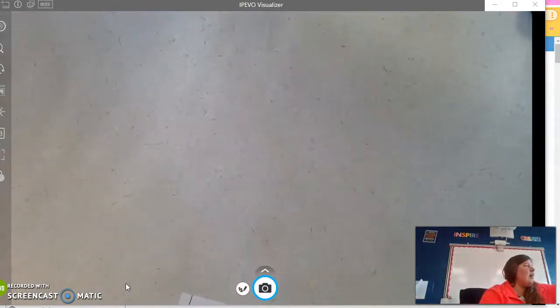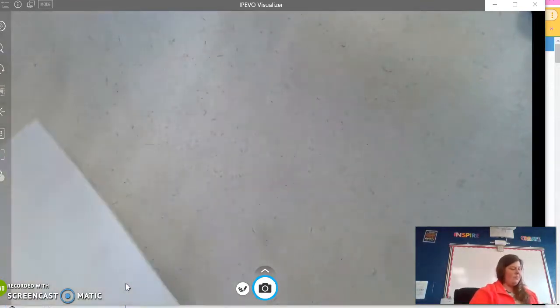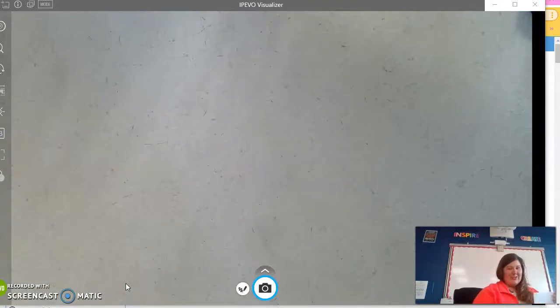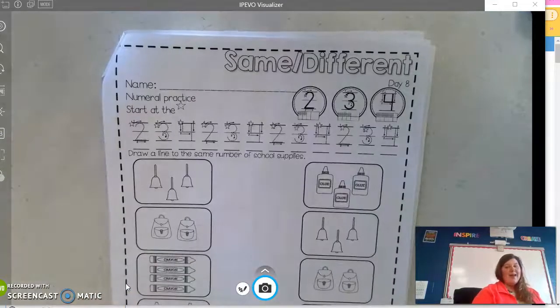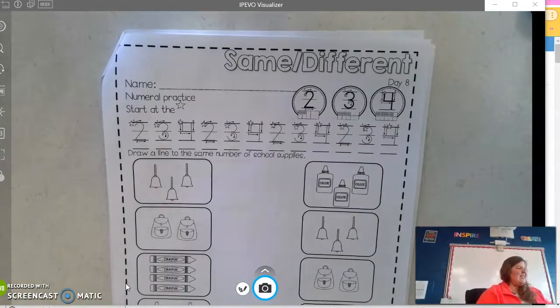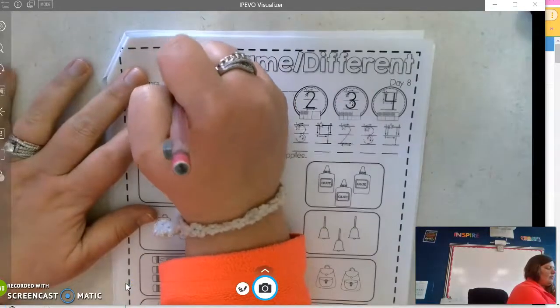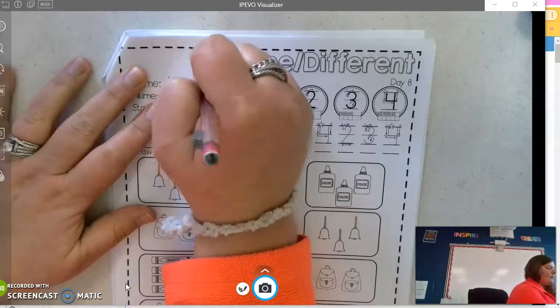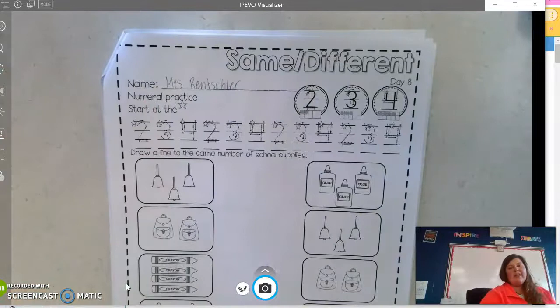When you are done and you come back, we're going to look at our math page for today. For today, did you play your game? Did you have fun? For today, we are doing our math page number 8. So we're going to start by writing our name at the top. Remember, only the first letter of your name should be capitalized. All the rest are lowercase.